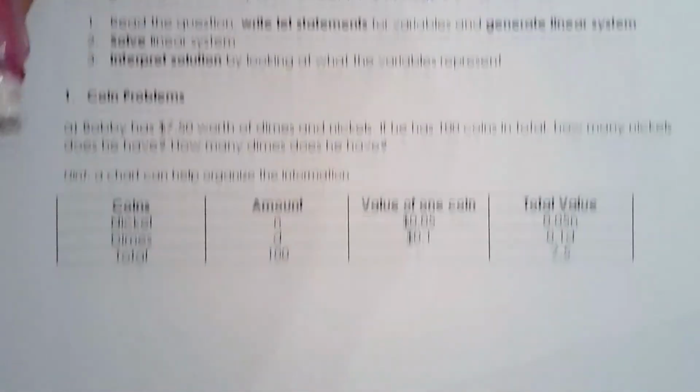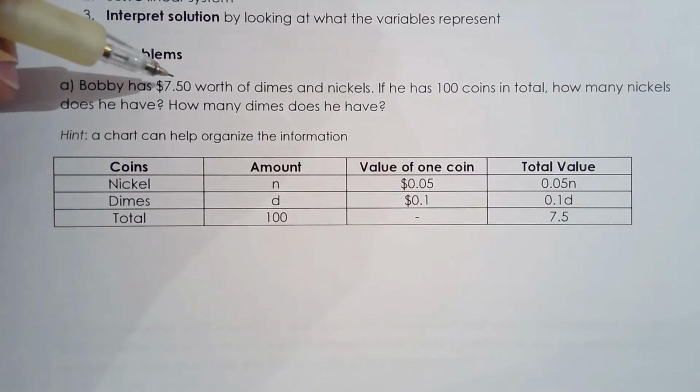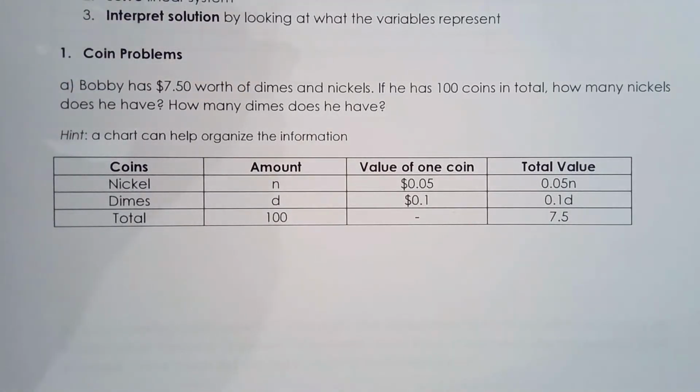All right, so coin problems, the first of four types. I think that most students agree that this is the easiest type of problem that we are going to tackle in this unit. So Bobby has $7.50 worth of dimes and nickels. He has 100 coins in total. How many nickels does he have, and how many dimes does he have?